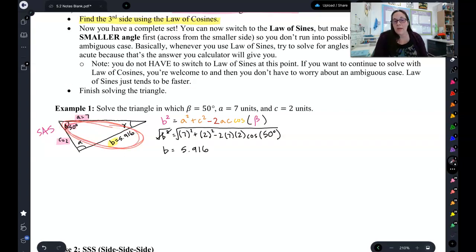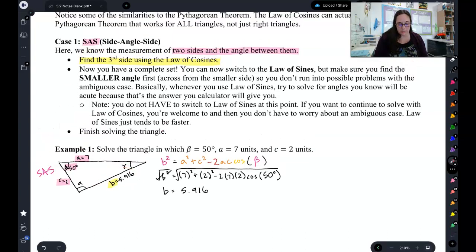I have B and beta. So now that I have a complete pair, that means I can switch from using the law of cosines to the law of sines if I want. Read this note right here. You do not have to switch to the law of sines at this point. If you want to continue solving with the law of cosines, you're more than welcome to. Then you don't have to worry about the ambiguous case. However, law of sines will be faster to solve for at this point. So let's just get used to switching over to law of sines at this point because it is faster.